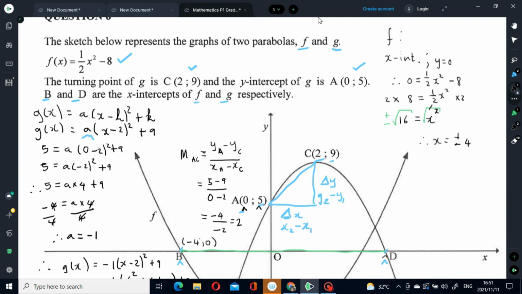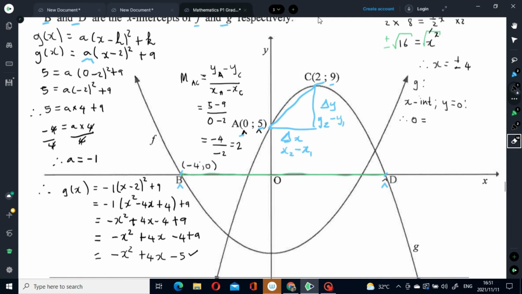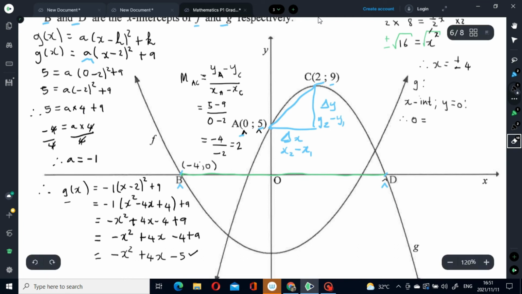So the same can be done for g. The same thing can be done. So for the function g of x, to get the x-intercepts, we substitute y with 0, right? Let's plug that 0 in. So let's write the formula. Therefore, 0 should be equal to the equation there for g of x. So it's equal to -x squared plus 4x minus 5, right?